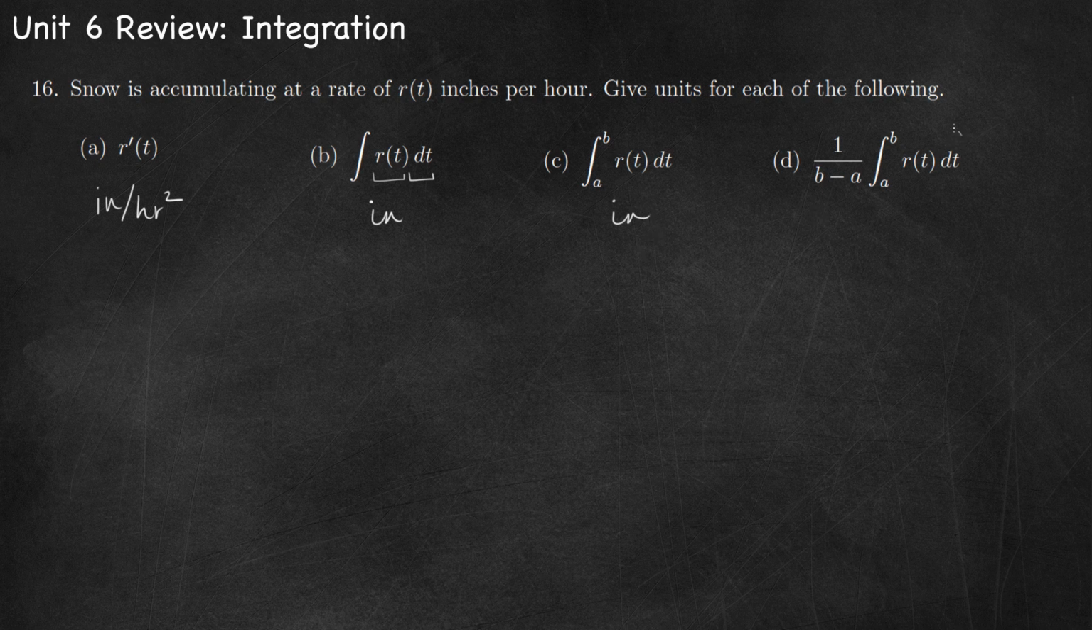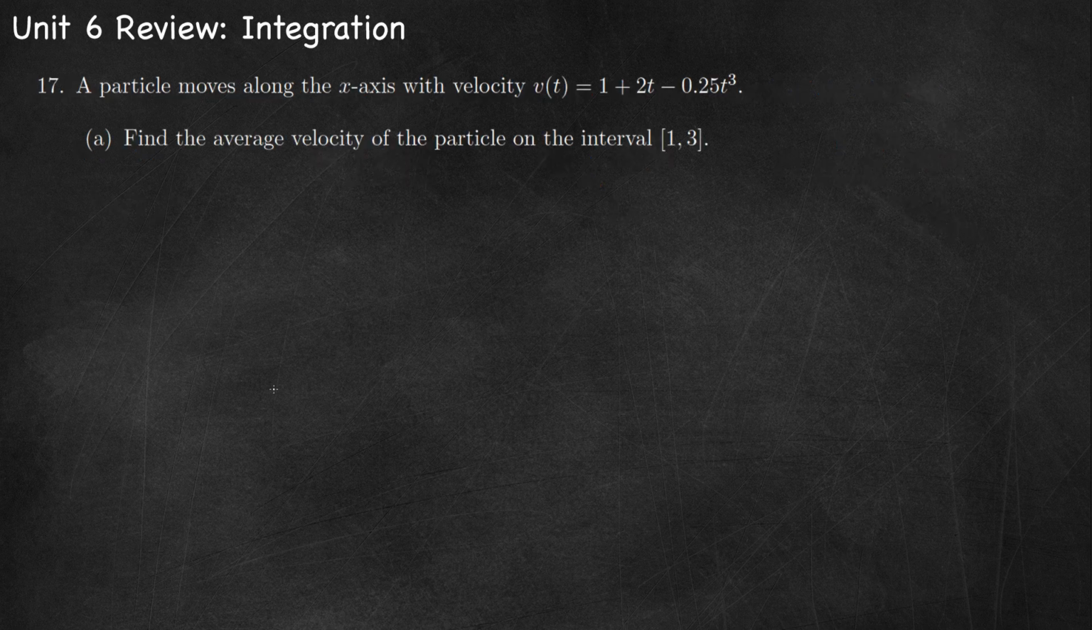Now part D, this part of our answer right here, we saw in part C, is just inches. But then we're multiplying that by 1 over b minus a. So essentially, we're dividing it by b minus a. And b minus a is the change in time. So we're dividing this integral by time, and the units for time are hours. So this one is going to be inches per hour.